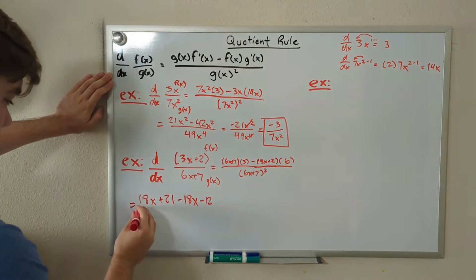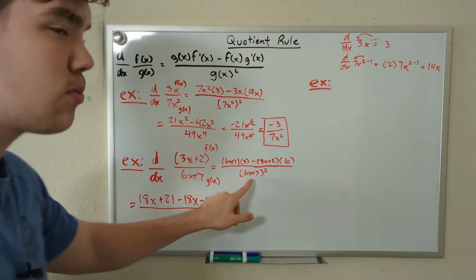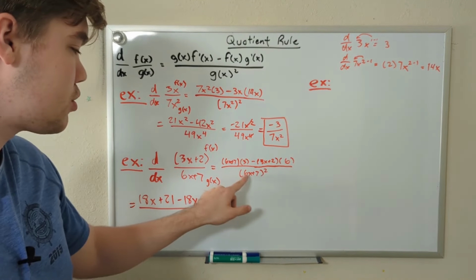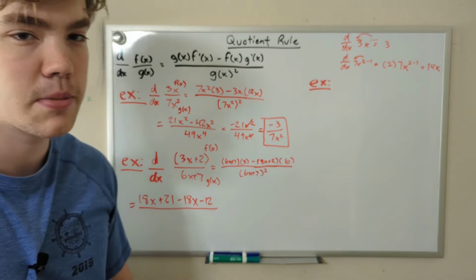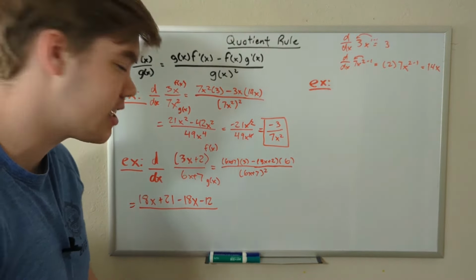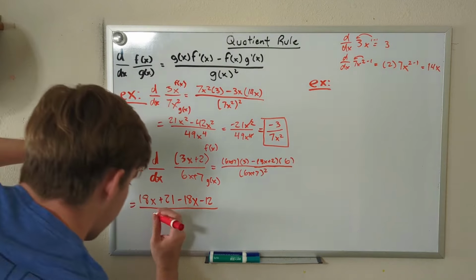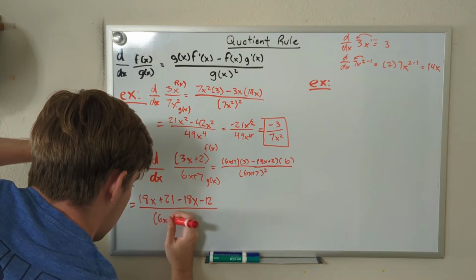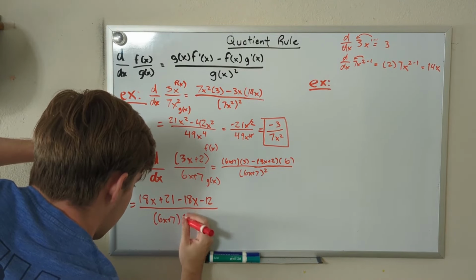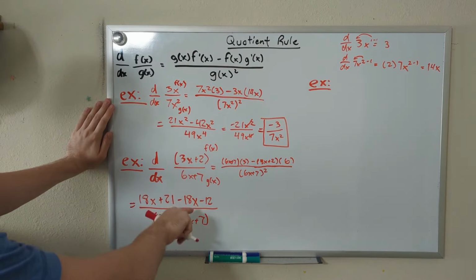And then on bottom, we have, and remember, whenever you square something in parentheses, you don't just square 6x and 7. You multiply 6x plus 7 times 6x plus 7. So on bottom, we have 6x plus 7 times 6x plus 7. So on top, we can simplify some things.